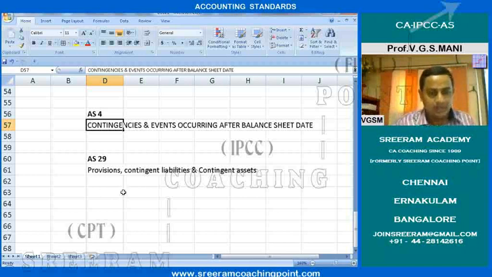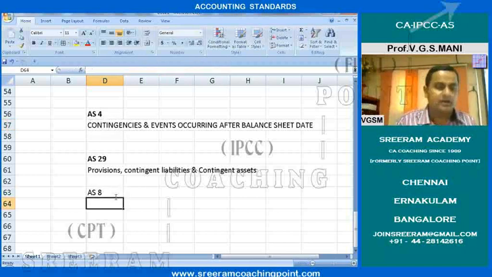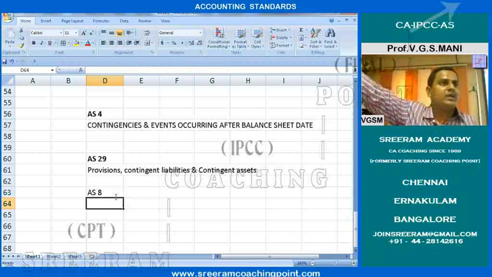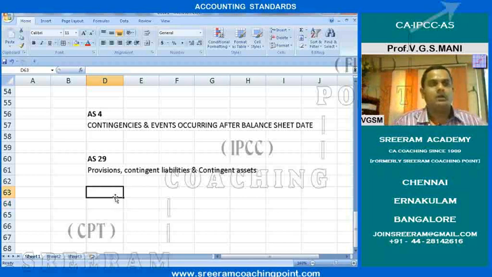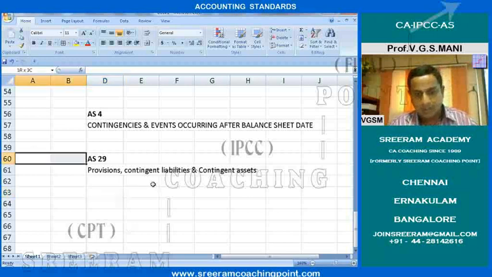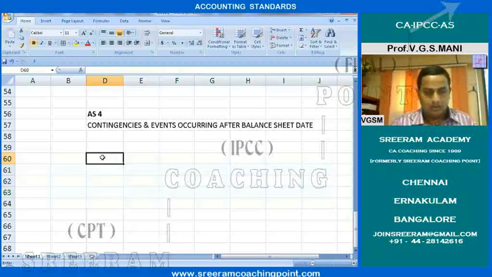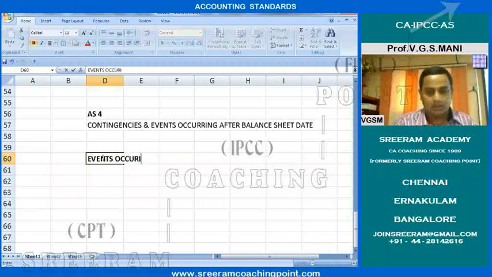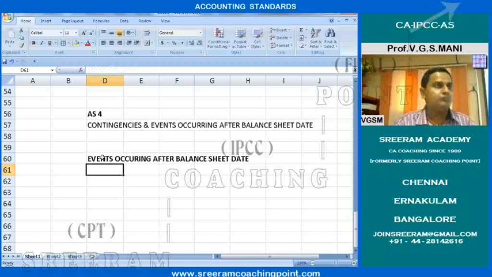Similarly, we had a standard, say AS8 earlier, research and development cost. Later on, it was shifted to AS26, intangibles. So understand, there is nothing to do with contingencies in AS4. We need to study only events occurring after balance sheet date. Each and every word is important.